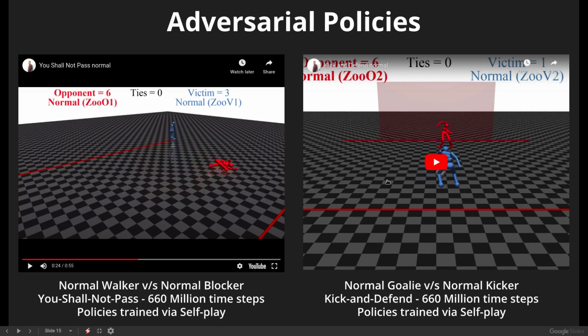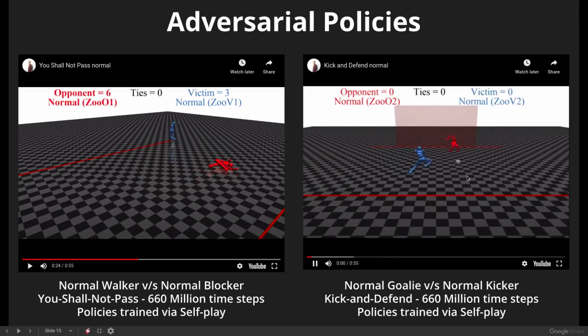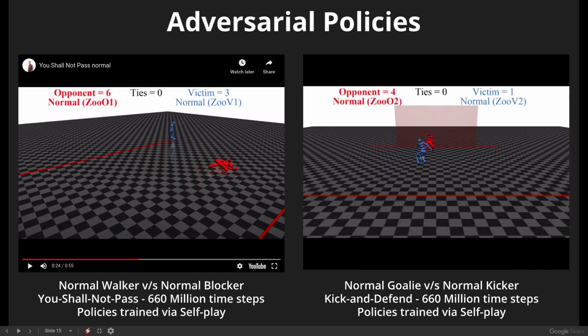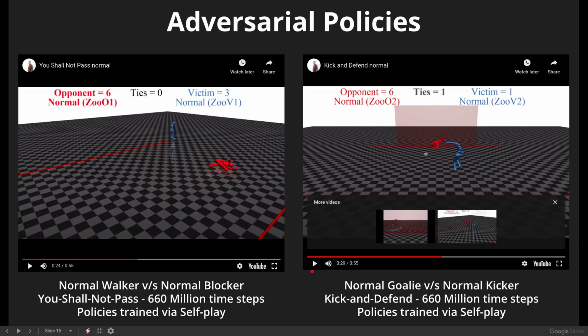Next are the policies in the kick and defend environment. Okay, so here we see the kicker goes towards the ball and kicks it in different directions, aiming to avoid the goalie and hit the goal post. And the goalie follows the kicker and jumps in the direction of the ball to save it. These agents might not be ready to play the Football World Cup, but certainly they are not bad, and we can see that they have learned to play football up to a decent level. The most important thing here is the time taken to train these self-play policies, which is approximately 660 to about 700 million time steps.